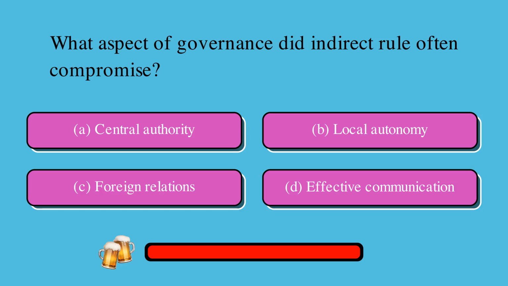What aspect of governance did indirect rule often compromise? Is it A, central authority, B, local autonomy, C, foreign relations, or D, effective communication? The correct answer is A, central authority.